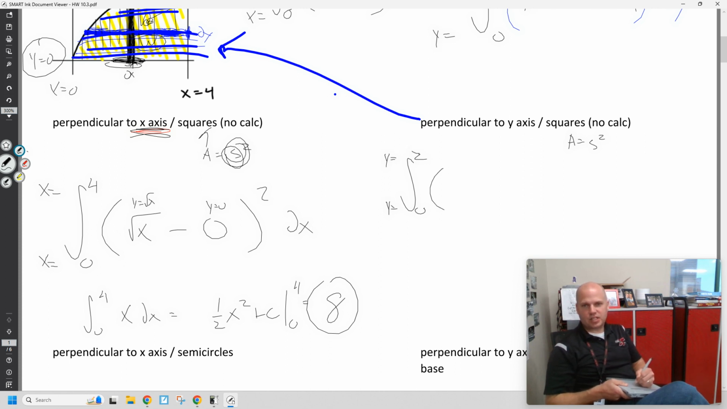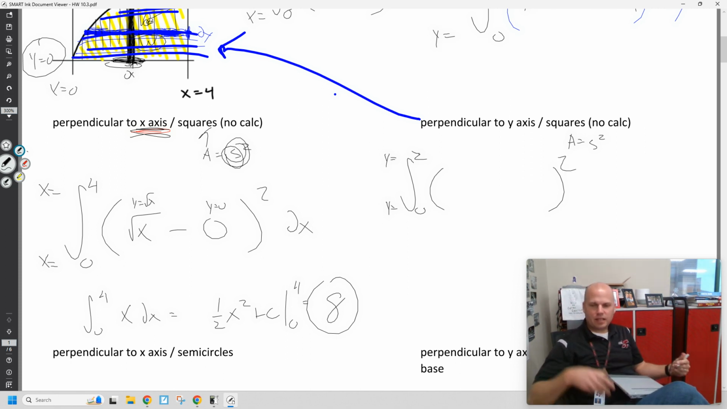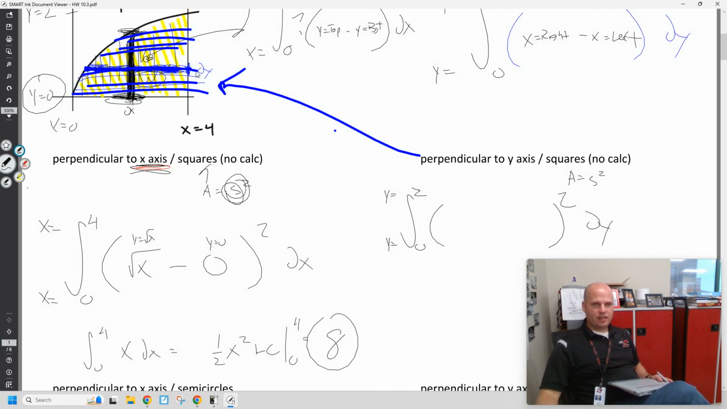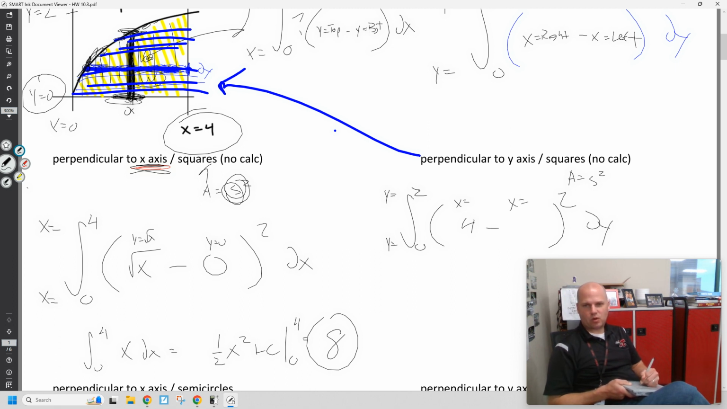The side lengths we talk about need to be squared. And what gives it volume? The skinniness, the skinny heights, dy in this situation. Now, what is the base length? It's these x equals distances. It's an x equals right, 4, minus an x equals left. What's on the left? The left is always this curve. So the left is always going to be x equals y squared.